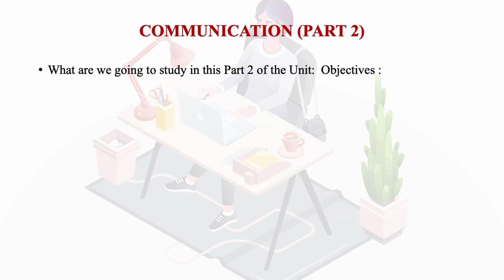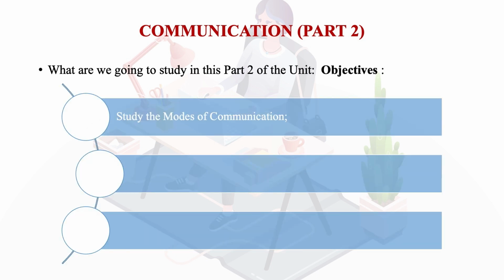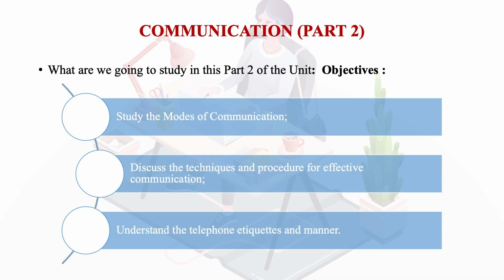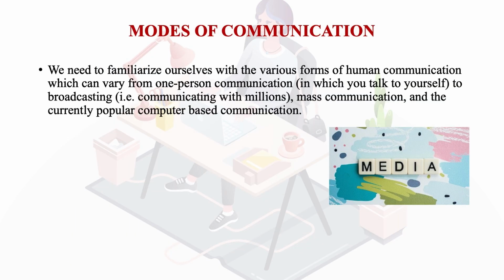Now what are we going to study in this particular unit, or what are the objectives? We need to know what are the different modes of communication. We will discuss the techniques and procedures for effective communication, and we will also understand the telephone etiquettes and manners. Let's begin with modes of communication. Learners, we need to familiarize ourselves with the various forms of human communication, which can vary from one person in which you talk to yourself to broadcasting, that is communicating with millions, mass communication, and the currently popular computer-based communication.